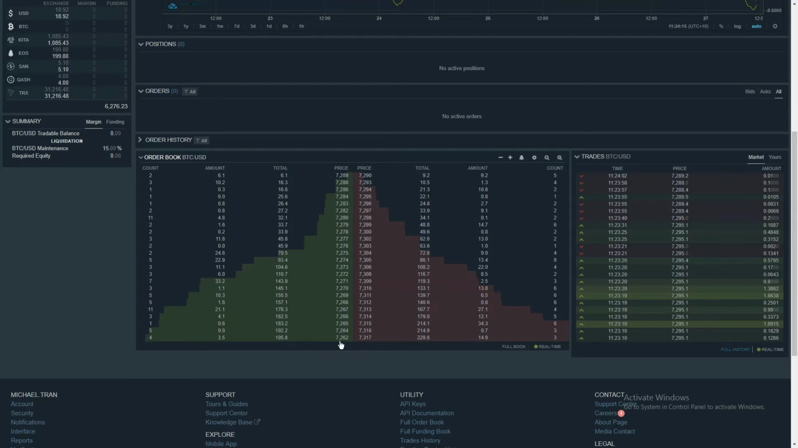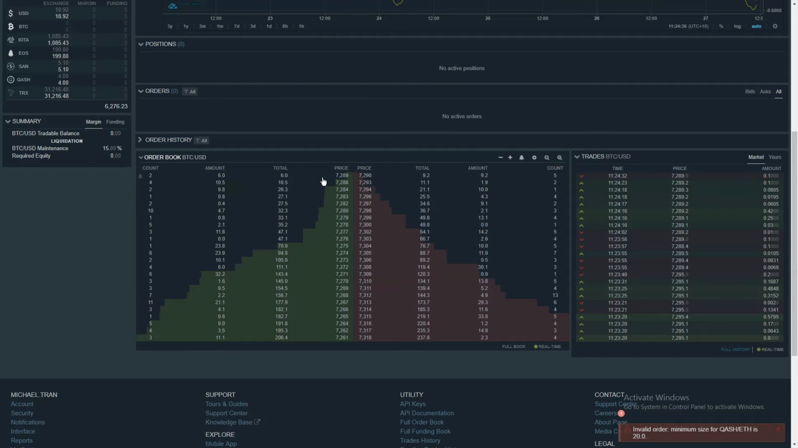But if I go right down here at 7,262, so about $25 odd less, there's a total of 195 Bitcoins that people would like at that particular price. Now, this is the cumulative total. This is the individual total for that individual value. So 8.3 at this value, 9.2 at that value, 0.8 at that value, etc. And this is the running total.